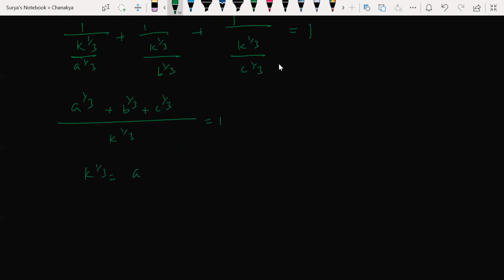Shifting to the right hand side, it becomes a to the power of 1 by 3 plus b to the power of 1 by 3 plus c to the power of 1 by 3.